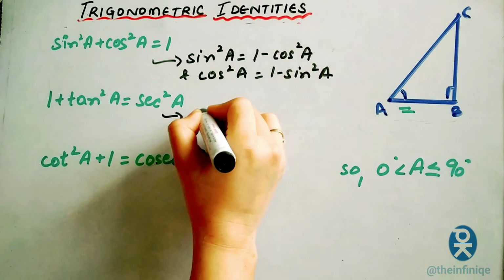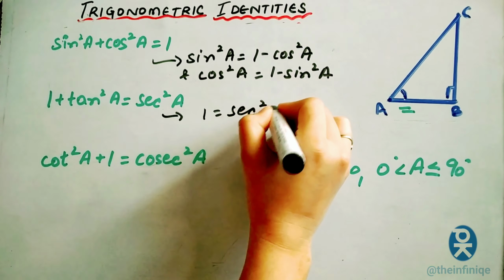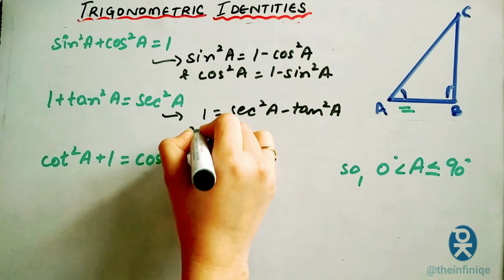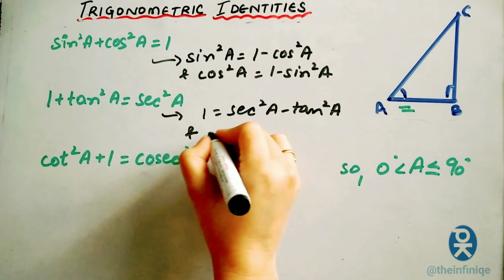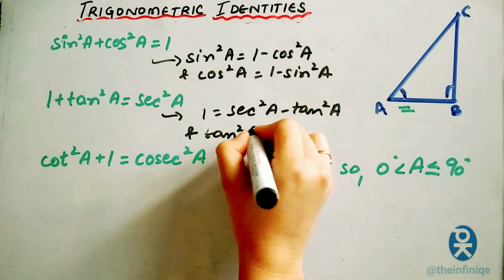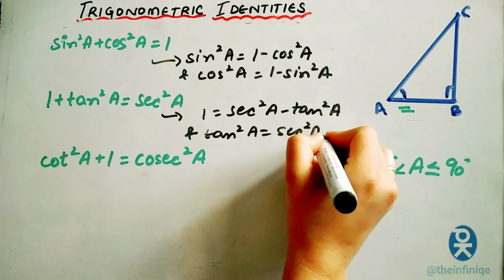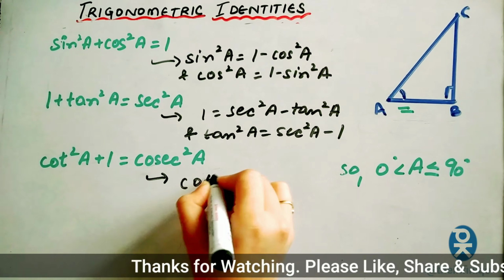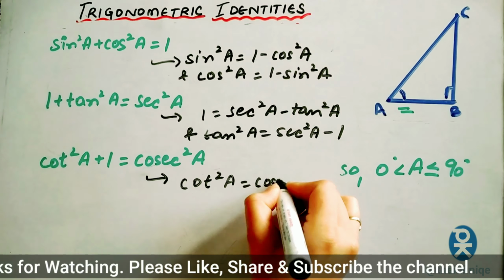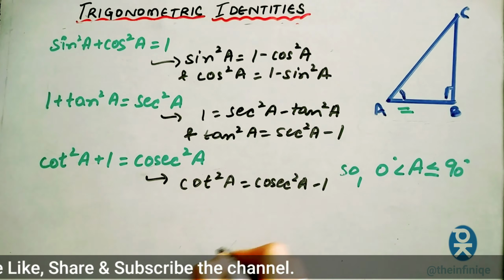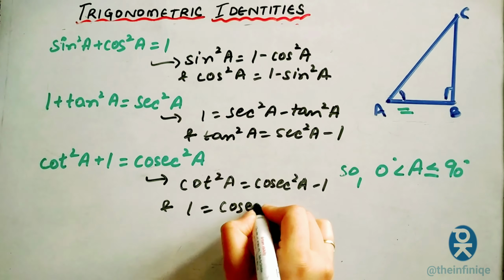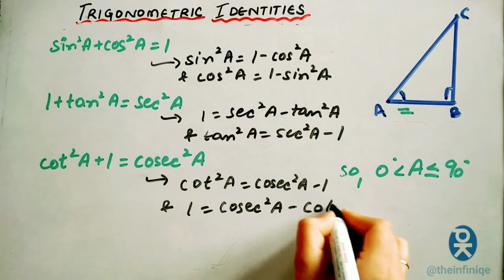From this, 1 is equal to sec square A minus tan square A, and tan square A is equal to sec square A minus 1. And from this, cot square A is equal to cosec square A minus 1, and 1 is equal to cosec square A minus cot square A.